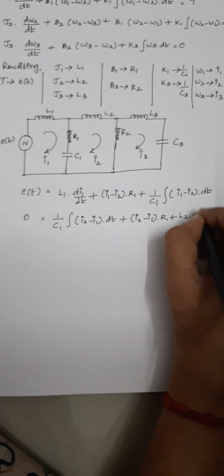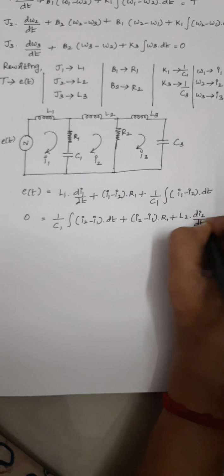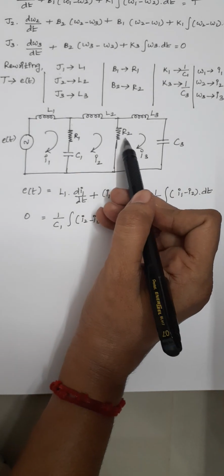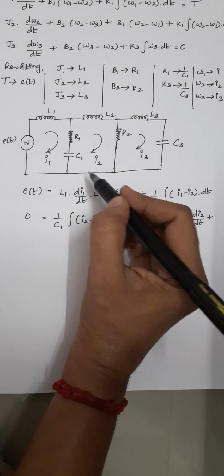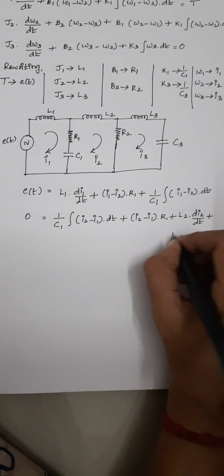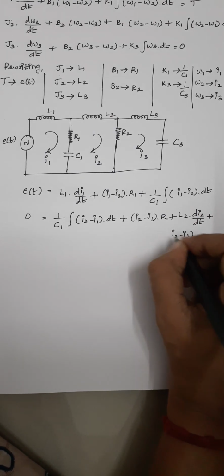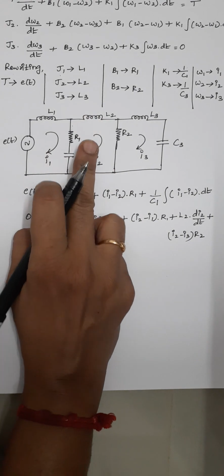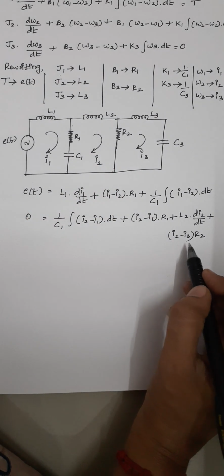So I am writing it as L2 into di2 by dt plus I am having here R2, through this R2 two currents are flowing, right, I2 and I3. So I have to write it as I2 minus I3 into R2. As I am considering loop 2, so the current I2 should be written first. So here I have written I2 minus I3.